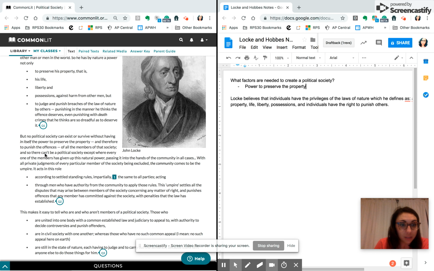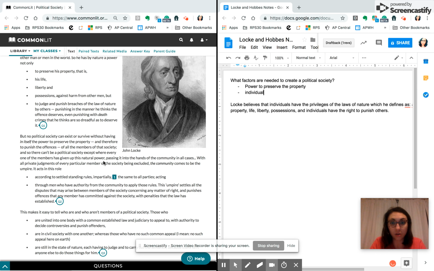And so there can't be a political society except where every one of the members has given up his natural power. Yep, there it is. Passing it to the hands of the community in all cases. So individuals give the power to the community.